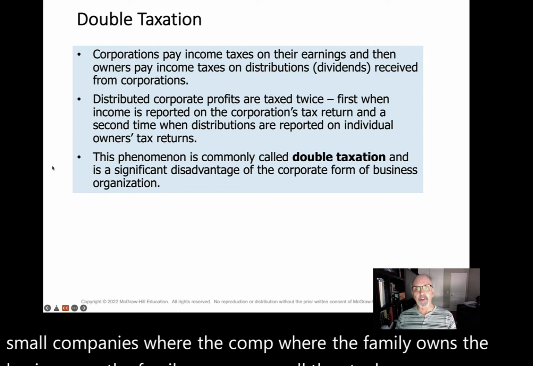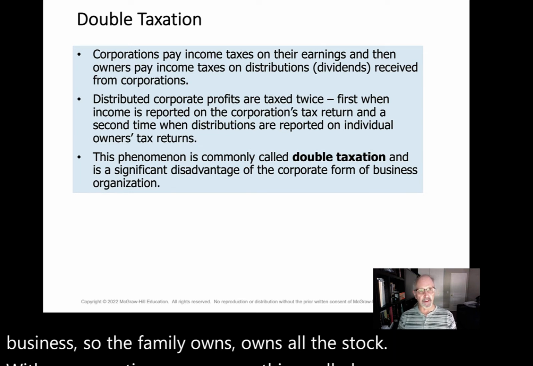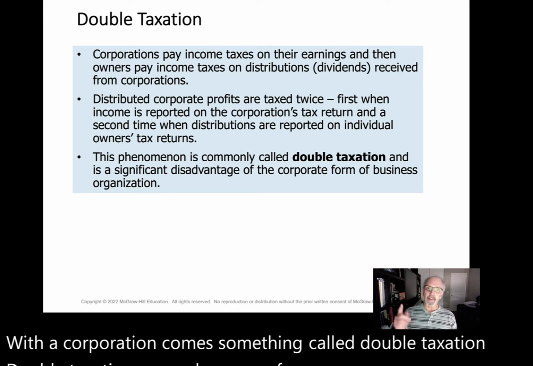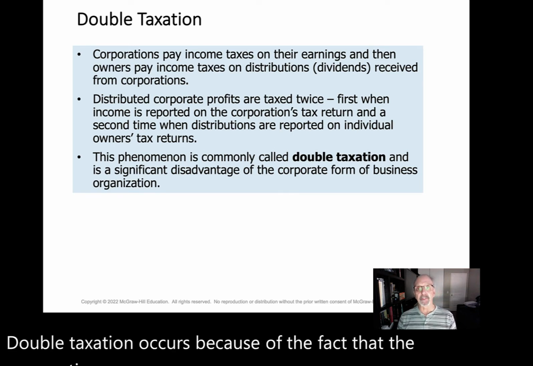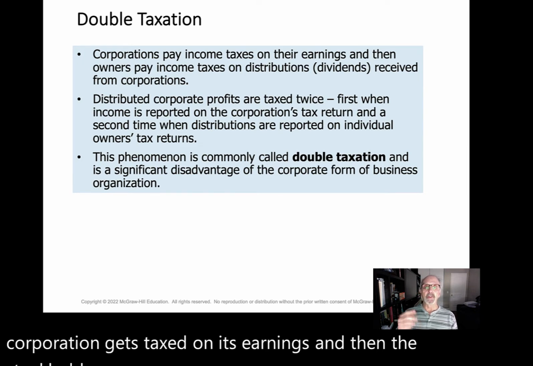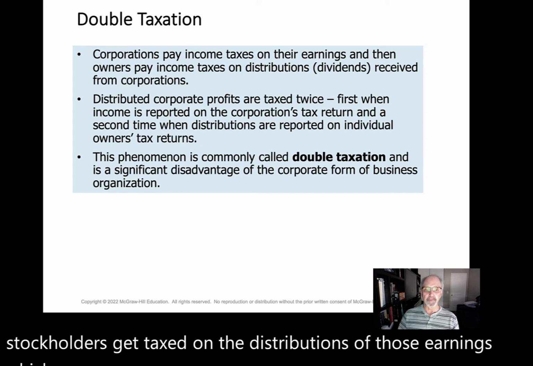Now, with a corporation comes something called double taxation. Double taxation occurs because the corporation gets taxed on its earnings, and then the stockholders get taxed on the distributions of those earnings, which are called dividends.